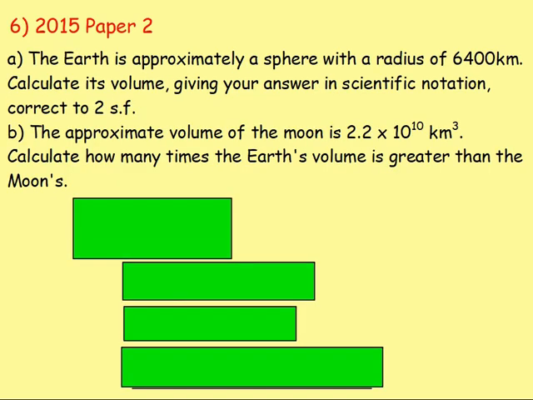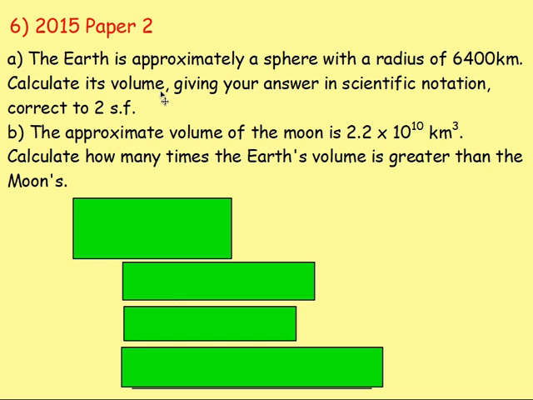Here's another one from 2015, paper 2. The Earth is approximately a sphere with a radius of 6,400 kilometers. Ooh, that's big. Calculate its volume, giving your answer in scientific notation correct to 2 significant figures. And then part B, the approximate volume of the moon is 2.2 times 10 to the power of 10 cubic kilometers. Calculate how many times the Earth's volume is greater than the moon's volume. So, we're wanting, first of all, for part A to calculate the volume of the Earth.